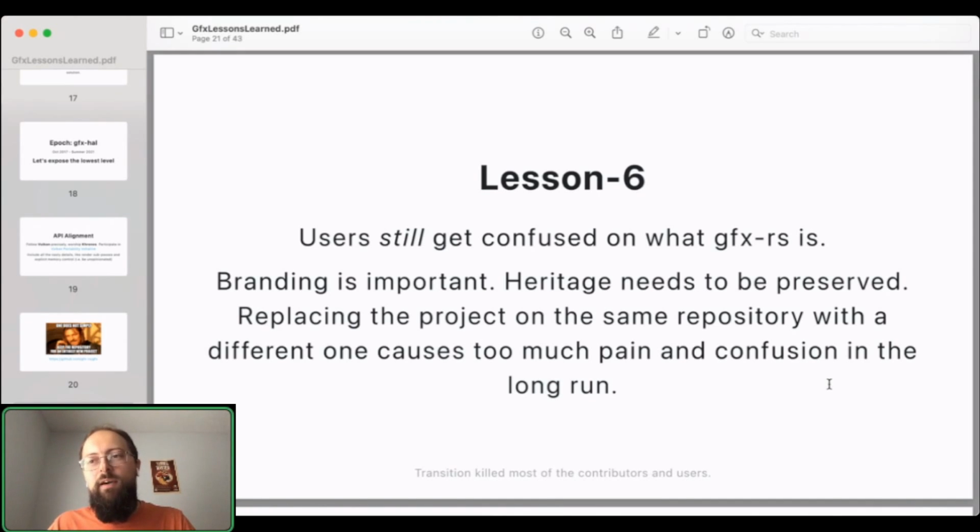And if you are building something new, try to have a fresh start, not rapidly evolve everything and replace the code base with another thing. It's too much pain. And the transition rightfully killed most of the contributors at that point.